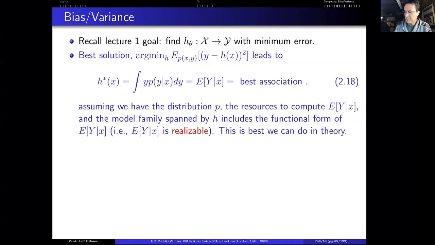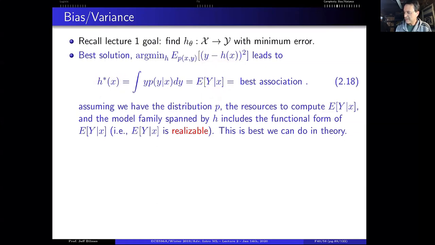And we can do this, and we take the gradient or the derivative of this with respect to h. And this is actually solvable mathematically. And we get that h star, the best possible model, is the conditional expectation. We did this last time. It's the best association. It's the best you can do. If it's squared error, and if for each x you're required to predict only one y, the best you can do is predict the conditional mean.